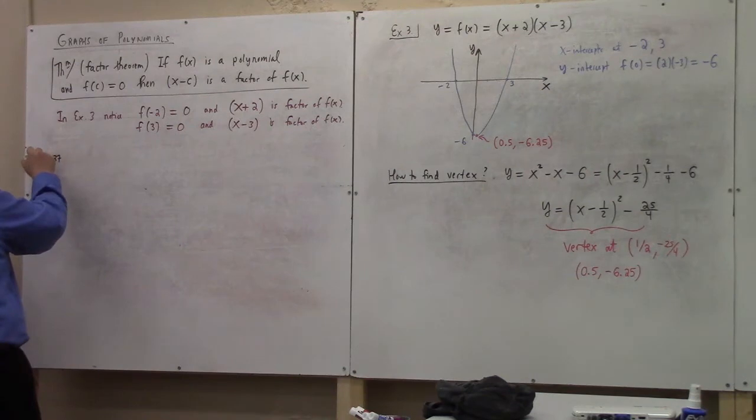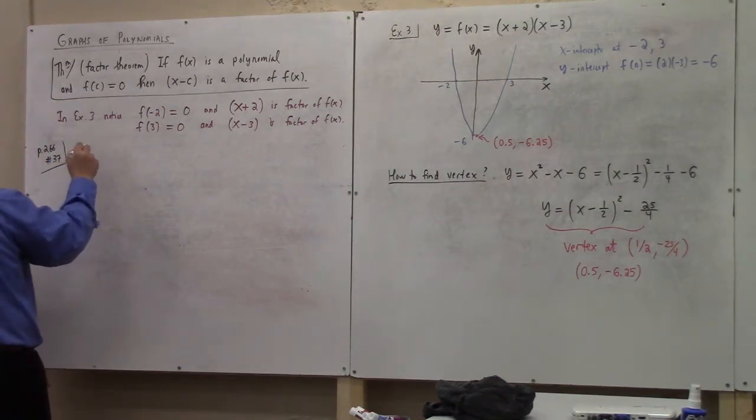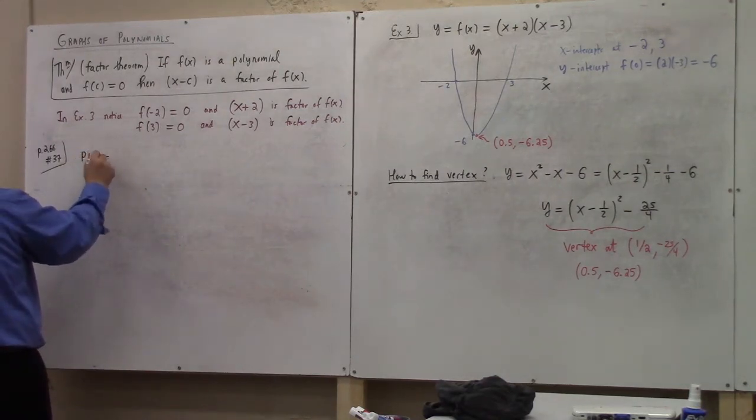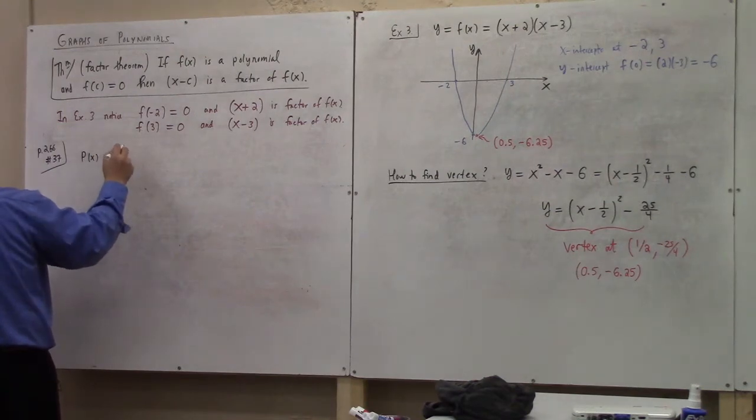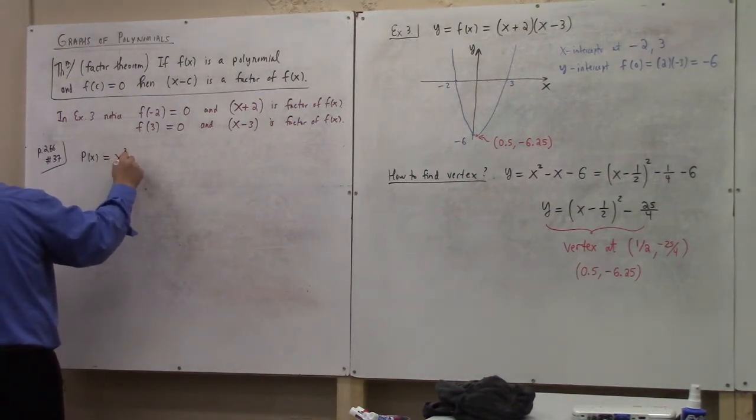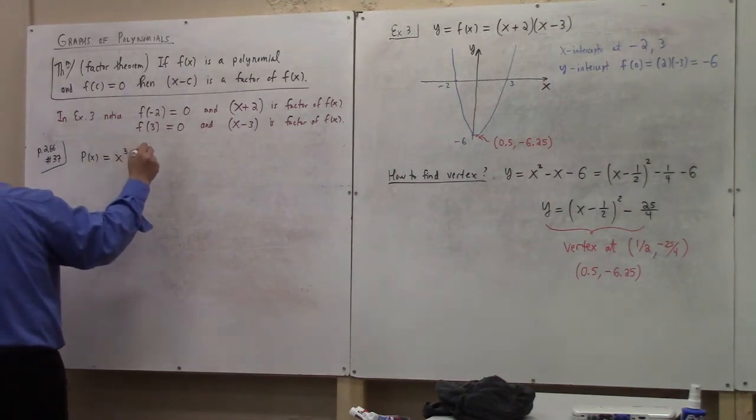So anyway, what's given there is p of x. And the book tends to use p for polynomial. I use f for function, but it doesn't really make any difference. Just p versus f, it's just labeling. x cubed plus x squared minus x minus 1.